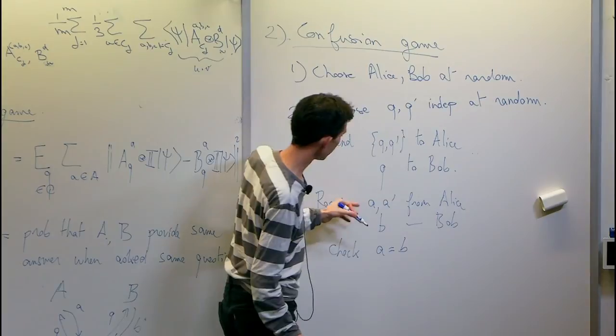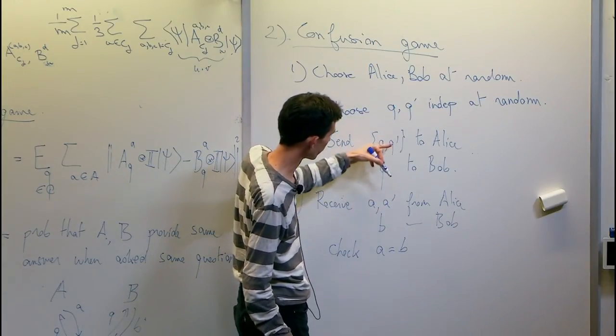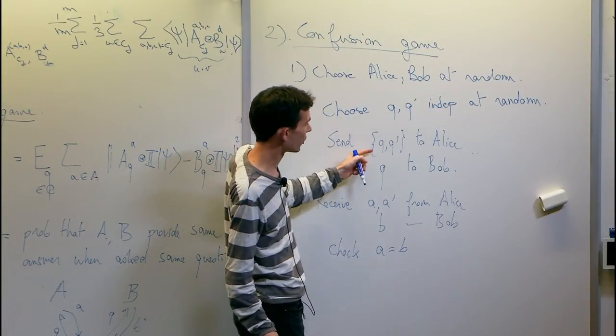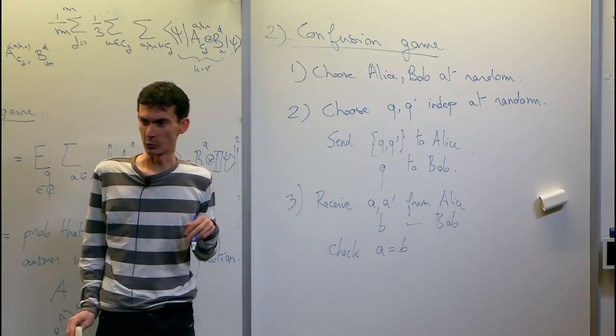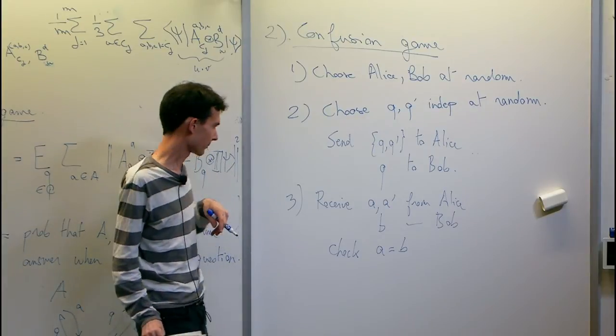Well, in that case, A equals B, right? If Alice's A was for Q and A prime was for Q prime, then I check that they gave the same answer on Q. The point is that Alice doesn't know which of her 2 questions she's being checked against with respect to Bob, right? So this is kind of a sophisticated version of the consistency game.